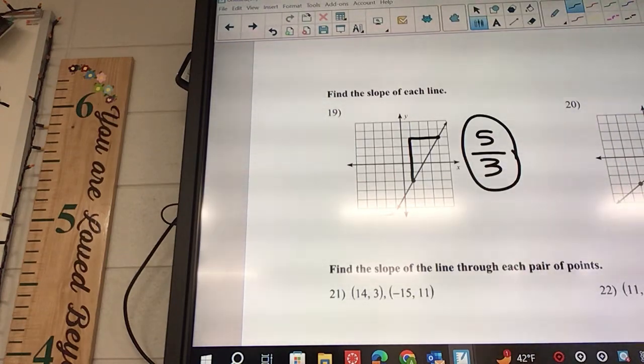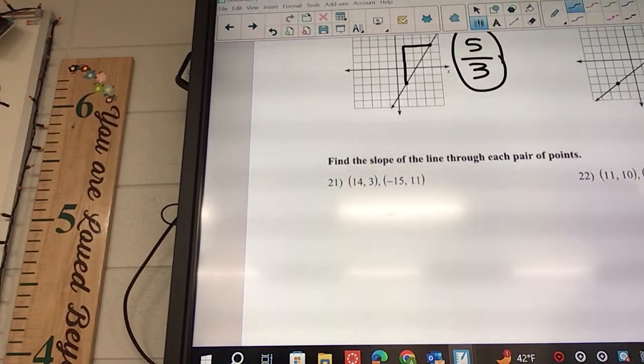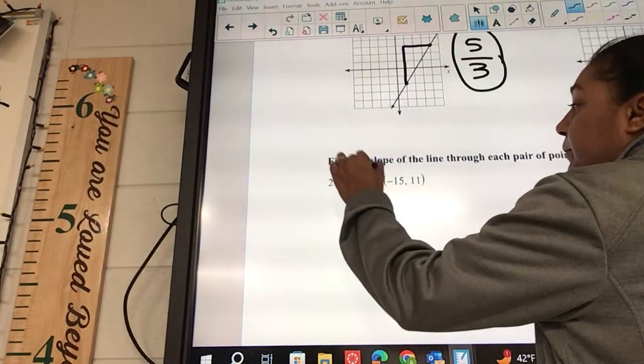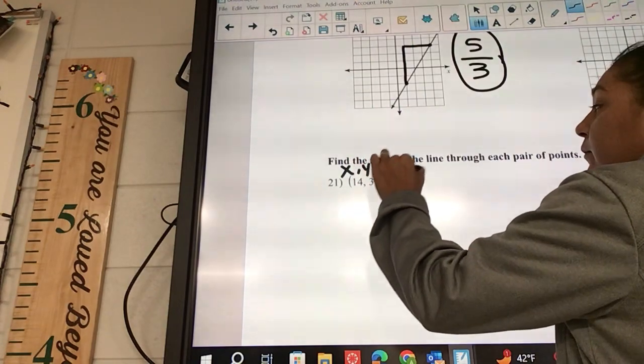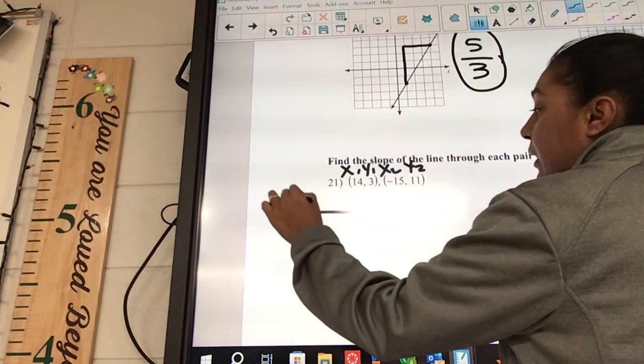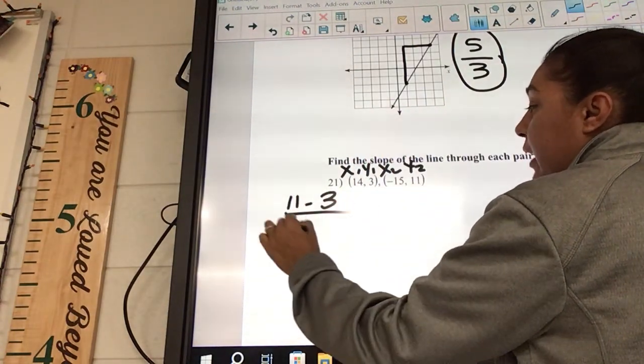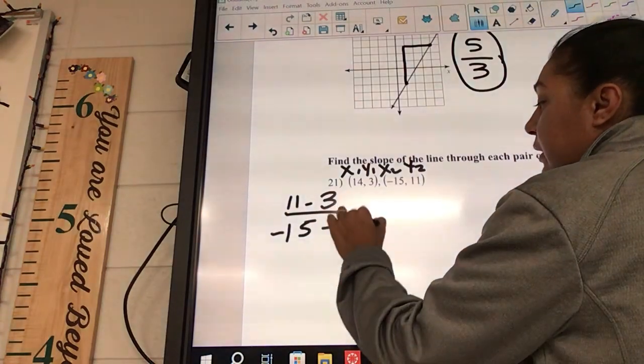Okay, find the slopes through each pair of points. So that's y2 minus y1 over x2 minus x1. It's going to be 11 minus 3 over negative 15 minus 14.